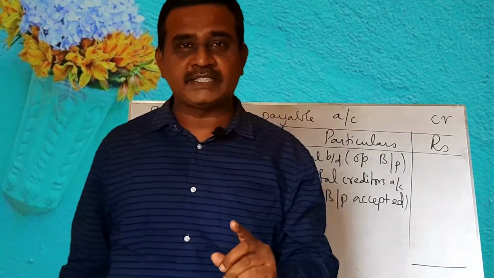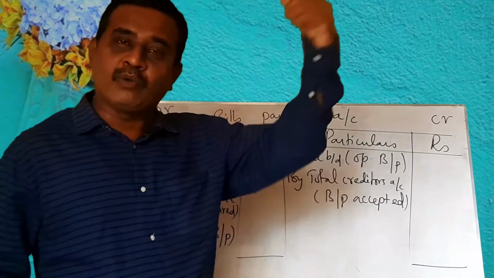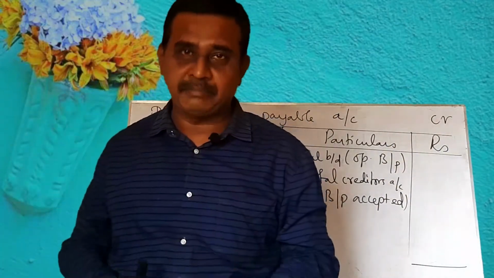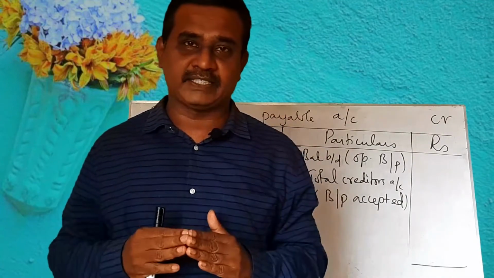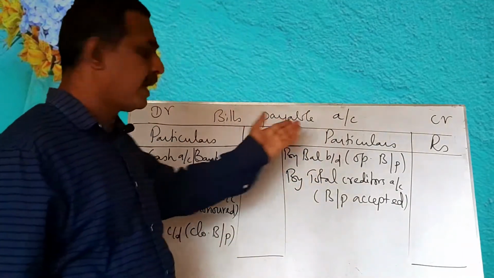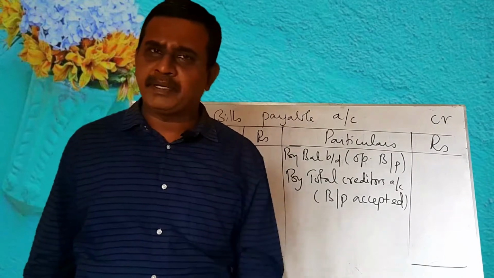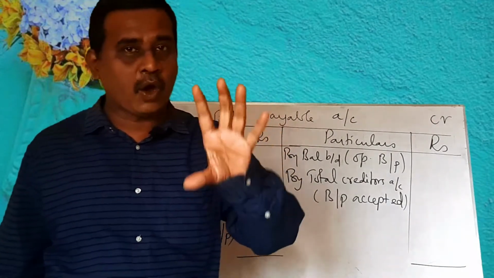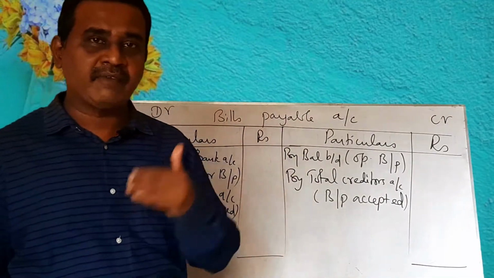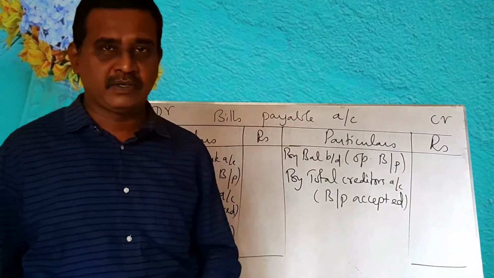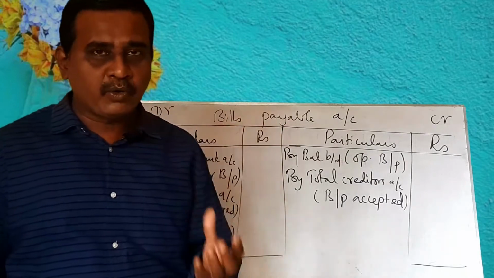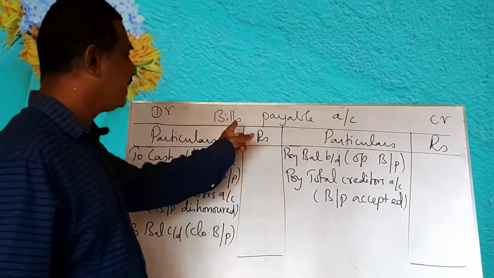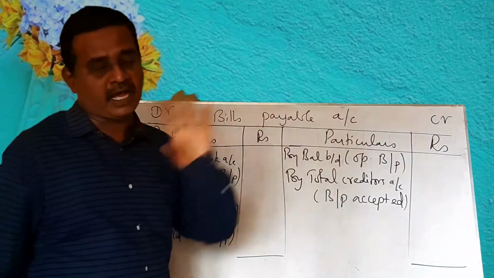The only difference is bills payable will go out of the business, whereas bills receivable will come into the business. This is the major difference. Now, let us see bills payable account. Why do we prepare this account? This account is prepared to find out for how much amount we have accepted bills. For how much amount we have accepted bills can be known by preparing this bills payable account.